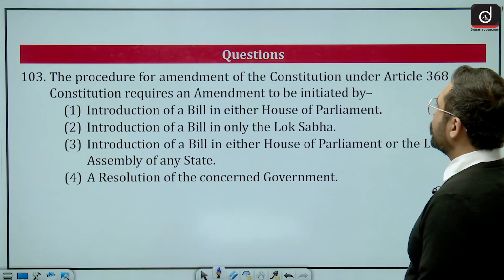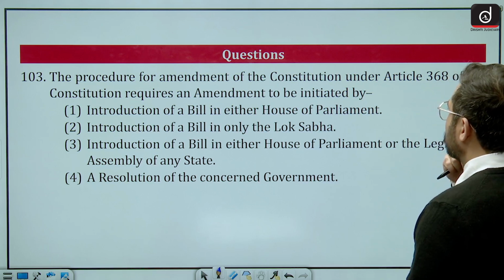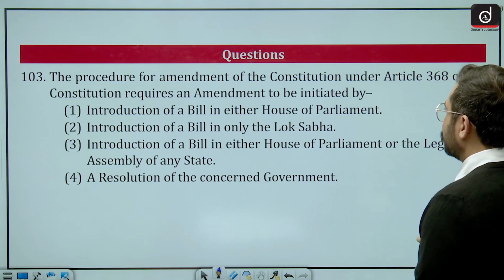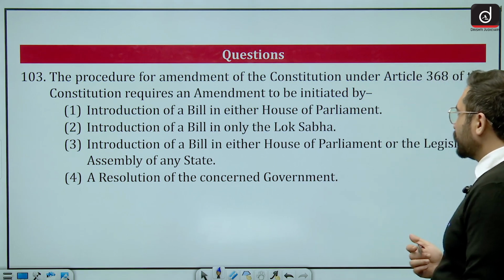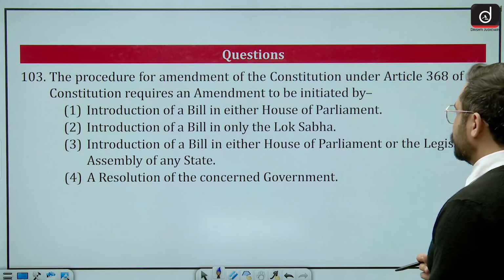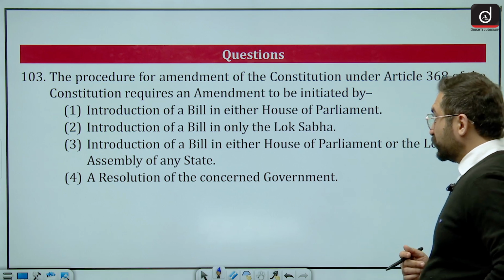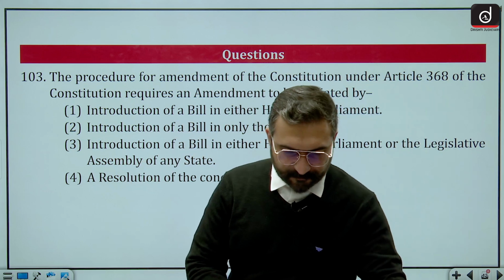The procedure for amendment of Constitution under Article 368 requires an amendment to be initiated by introduction of a bill in either House of Parliament, introduction of a bill in only the Lok Sabha, introduction of a bill in either House of Parliament or Legislative Assembly of any state, no. Resolution of the concerned government, not at all. It could be any one, if I am not wrong.